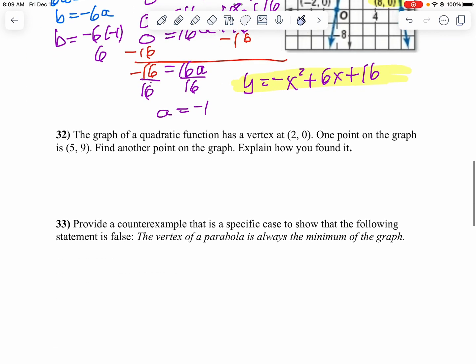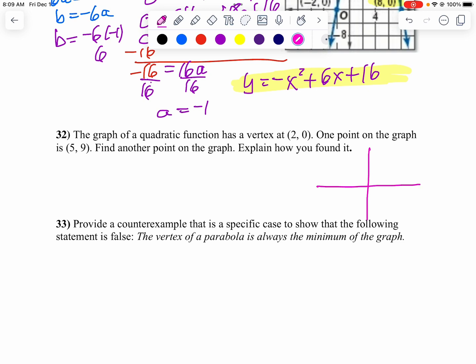On question 32, we're going to approach this not quite the same way, but we're going to use our axis of symmetry. So what happens is we've got one point at 2 and 0. I've got another point over 5 and up 9. Well, I know my axis of symmetry is going to be the same distance. Notice 2 is 3 away from 5. So subtract 3, we get negative 1. So you get negative 1 and 9.